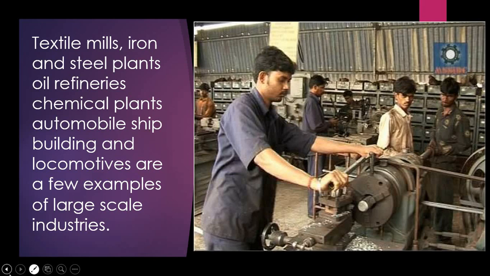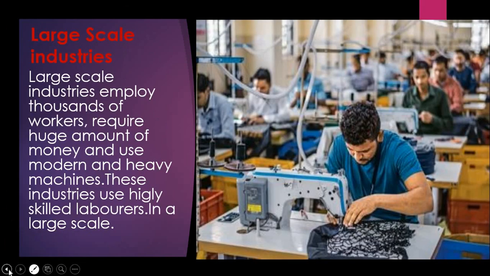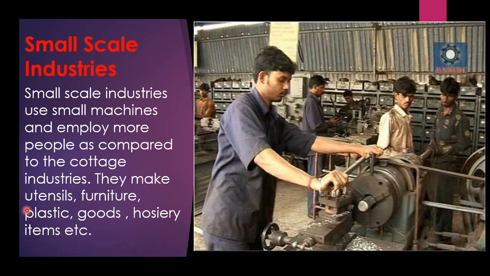Okay children, so this is all for today. Today we'll study only the small scale industries and the large scale industries. Small scale industries, as I explained to you, use small machines and employ more people as compared to the cottage industries. They make utensils, furniture, plastic goods and hosiery. These industries won't require many laborers, because these small works can be done with these machines, but it is better than the cottage industry.